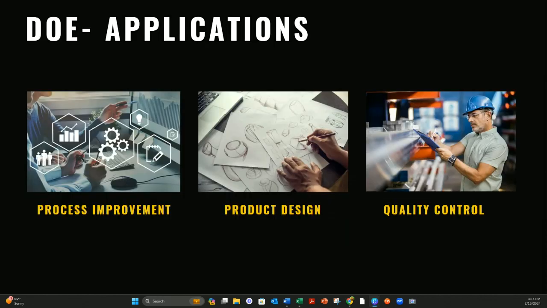Now, some of the things that we can do is apply this in different realms. Number one, we can apply it in process improvement. This is where we enhance the efficiency and effectiveness of a process by identifying and controlling key factors that influence its performance. In Lean Six Sigma, we also want to look at what our production design is. Do we want to develop new products or improve existing ones?